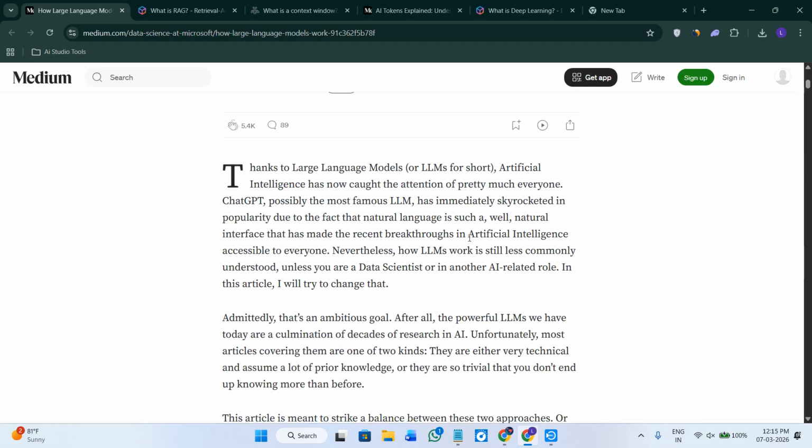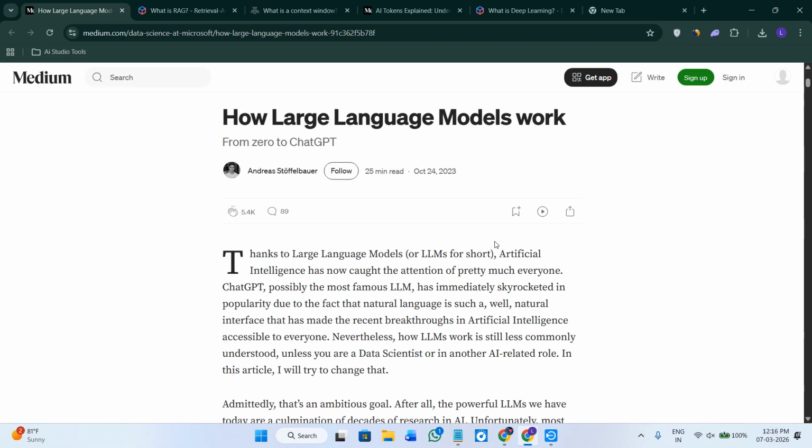The core task of the model is prediction. When you type a prompt, the model doesn't search the internet for an answer. Instead, it predicts the most likely next word based on the patterns it learned during training. It repeats the prediction step many times to generate the full response.